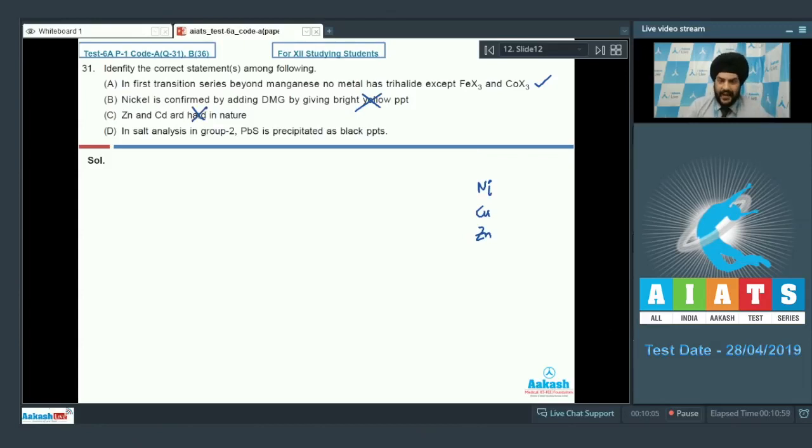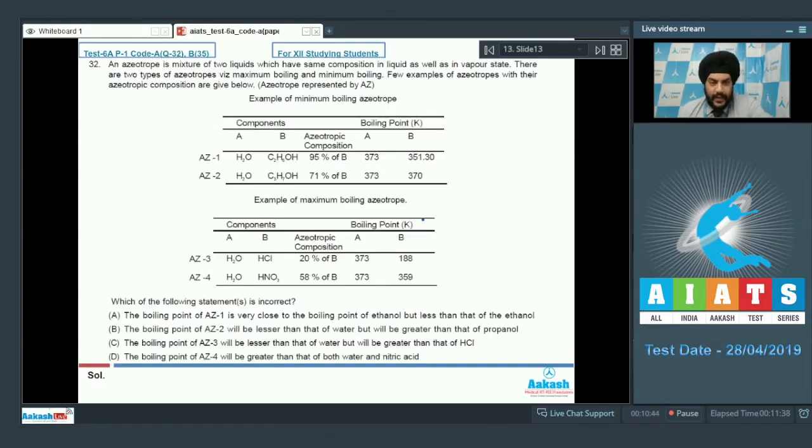If you look at the D statement now, in the salt analysis in group 2, PbS is precipitated as black precipitate. So this is also correct, students. So for this question, we have to select the correct options and we have to mark option A and option D. Let us look at question number 32 now.